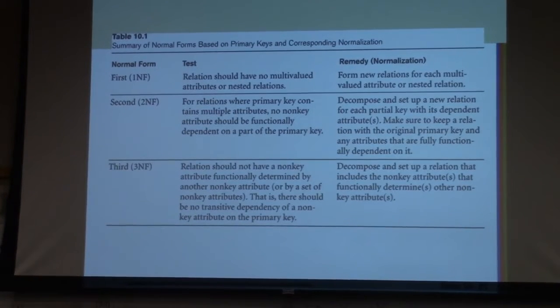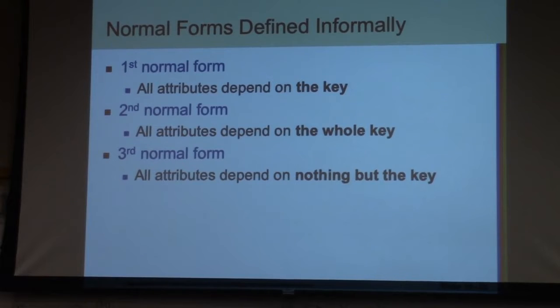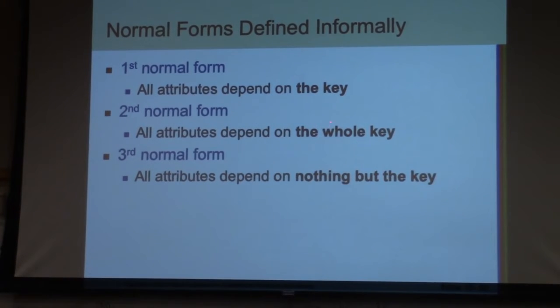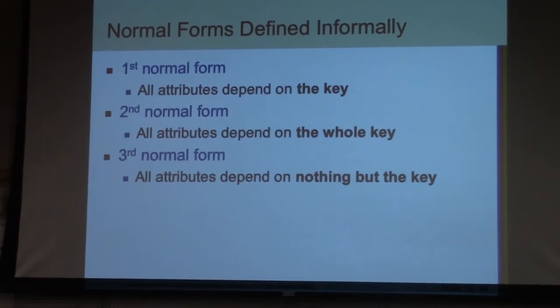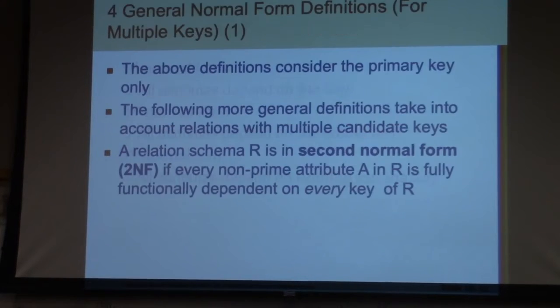This slide summarizes the first, second, and third normal forms. First normal form is atomic attributes. Second normal form is whole key dependency, no partial dependency. Third normal form is only key dependency, not non-key dependency. That is the third normal form.